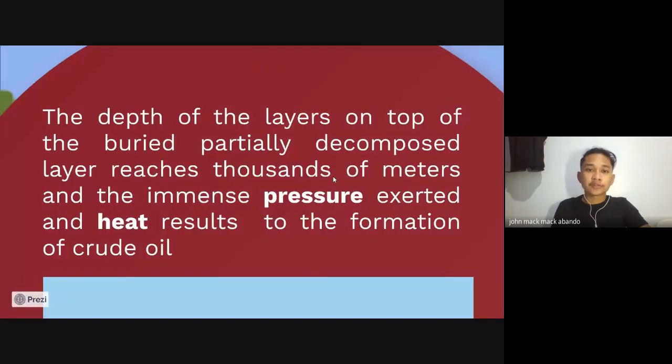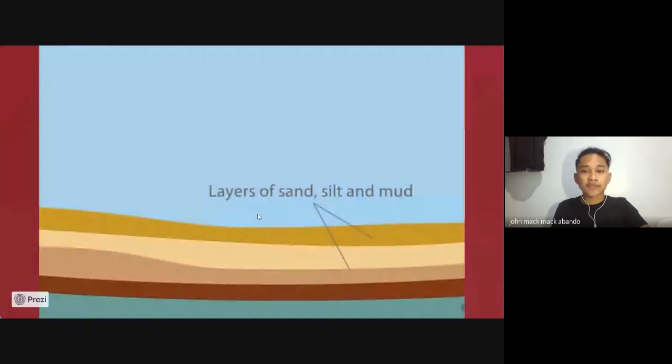The depth of the layer on top of the buried, partially decomposed layer reaches thousands of meters, and the immense pressure exerted and the heat result in the formation of the crude oil. As we can see in the figure, the layers of sediments are also considered a vital part of decomposing the remains. Without the layers, the pressure and temperature required for decomposing the remains will not happen. As I said a while ago, pressure and temperature are the most critical parts of the formation of crude oil.